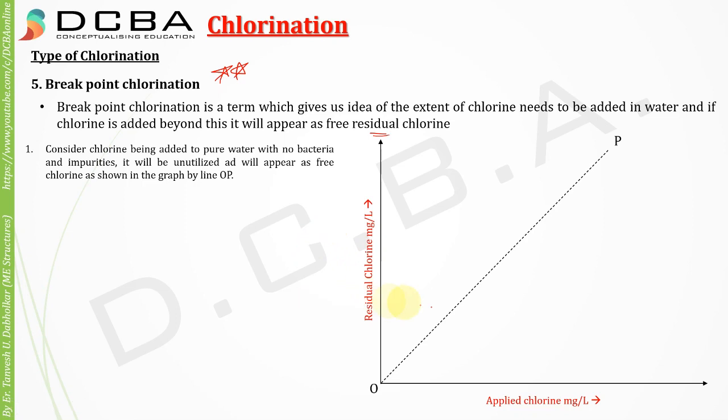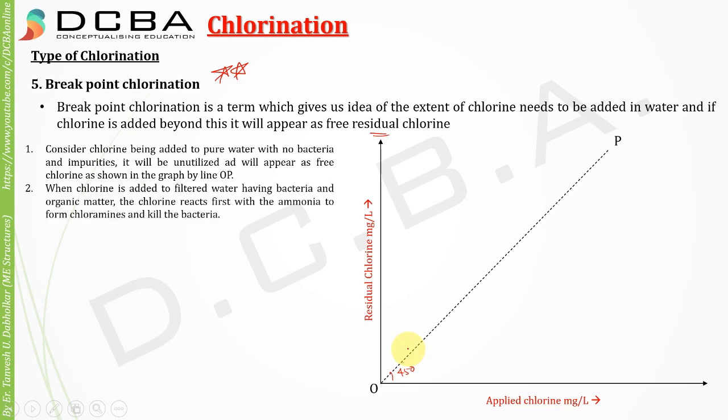Whatever amount of chlorine you are applying in the water, that amount will be free chlorine in the water, right? Because no chlorine is being used for killing bacteria or pathogens or for converting to chloramines. So nothing is being used anywhere. Whatever applied chlorine is there, the same is the residual chlorine, and this line is at a 45-degree angle, correct? Now if bacteria and pathogens are there in the water, the chlorine will be utilized, correct?